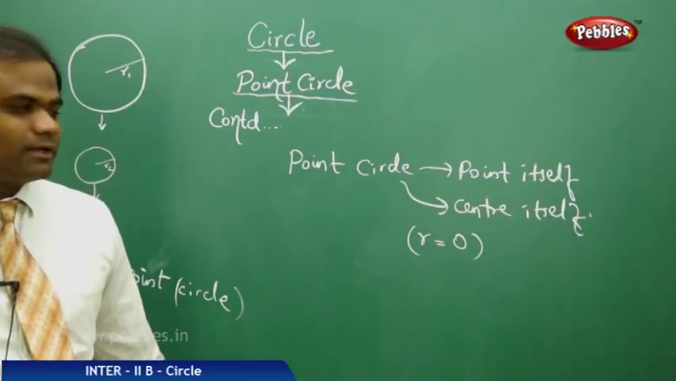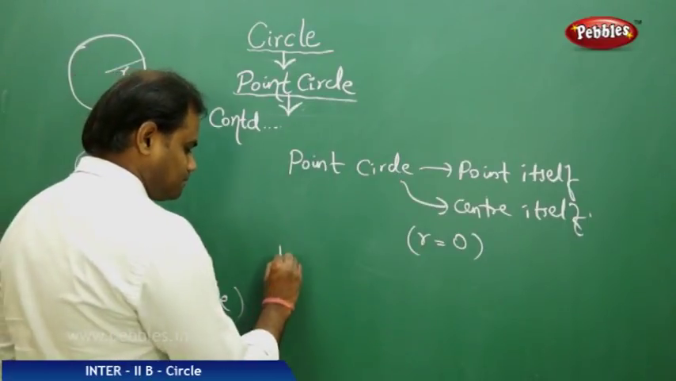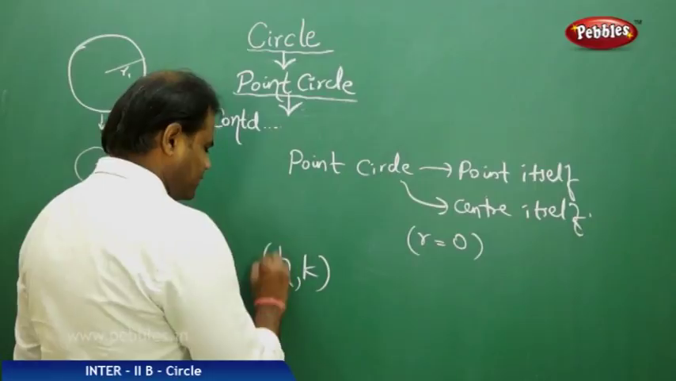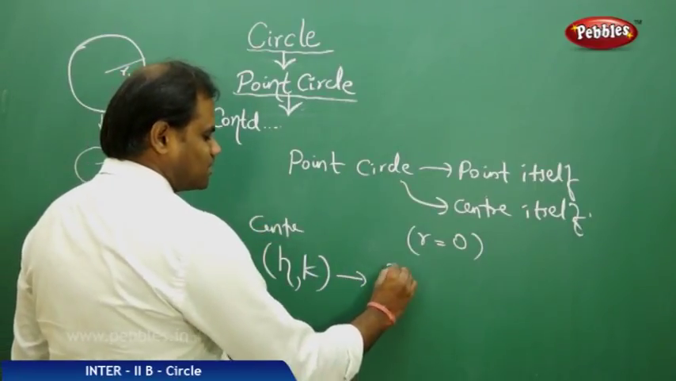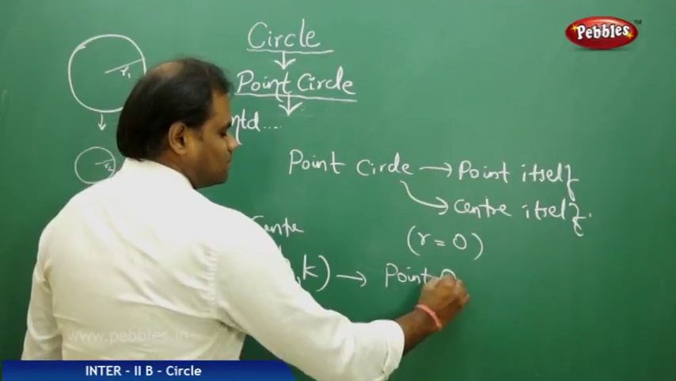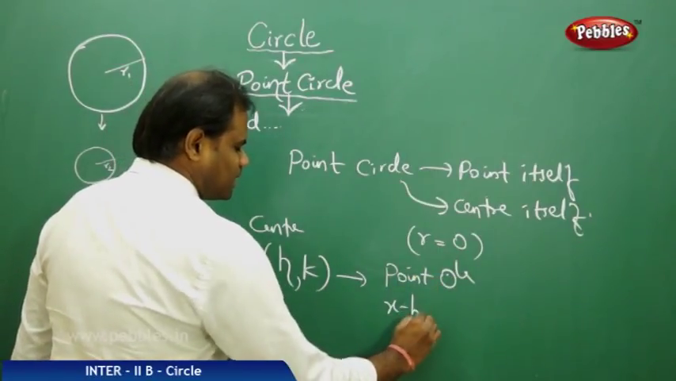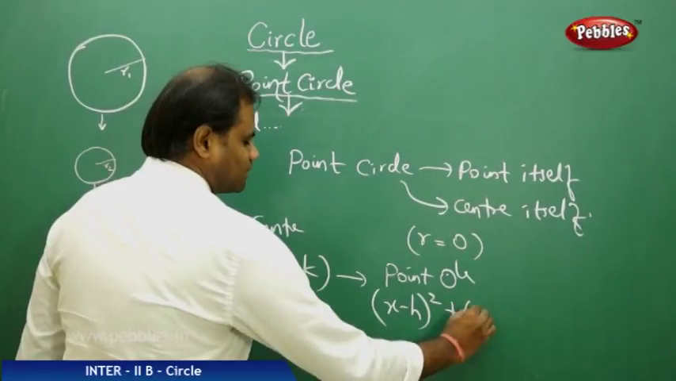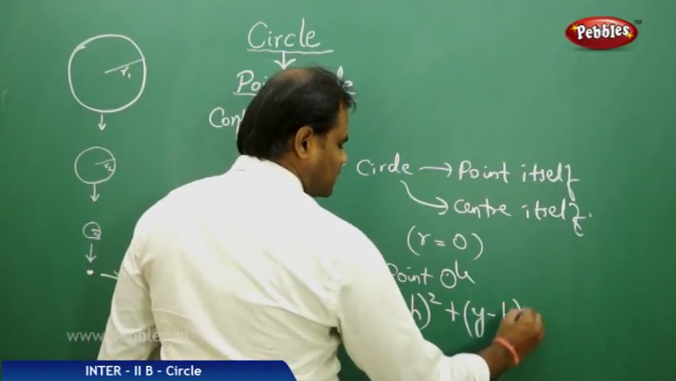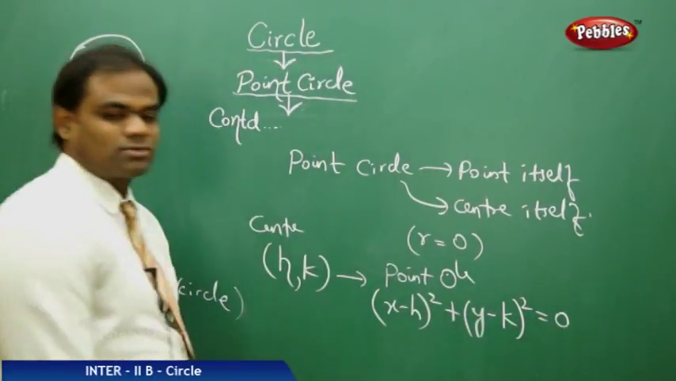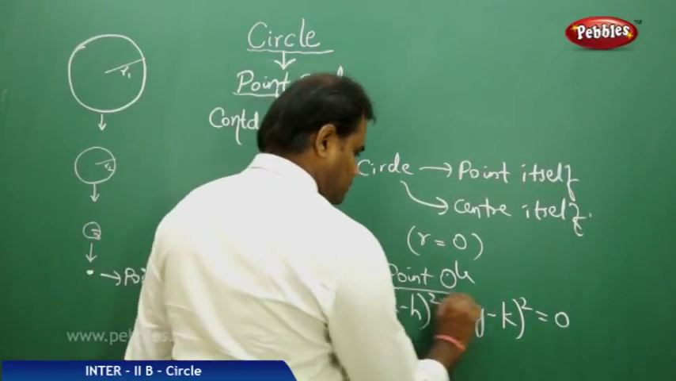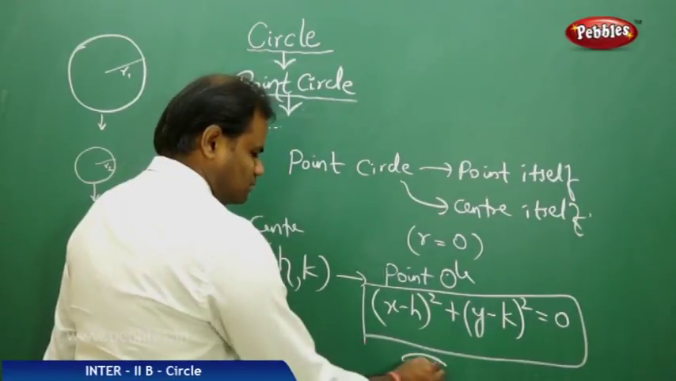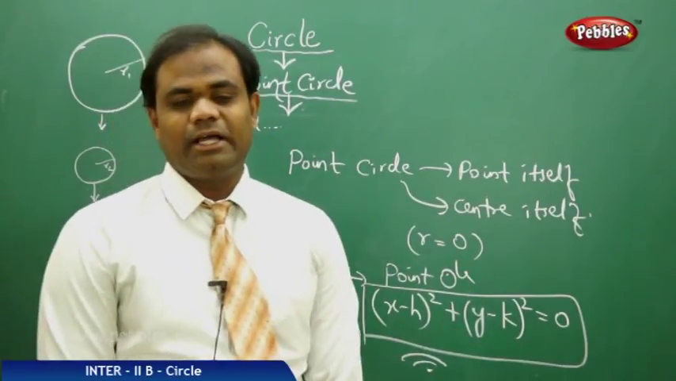Now what happens if I take my center as (h, k)? If my center is (h, k), that implies my point circle is given by the equation (x minus h) whole squared plus (y minus k) whole squared equal to 0 squared, which is what we get as the point circle with center (h, k).